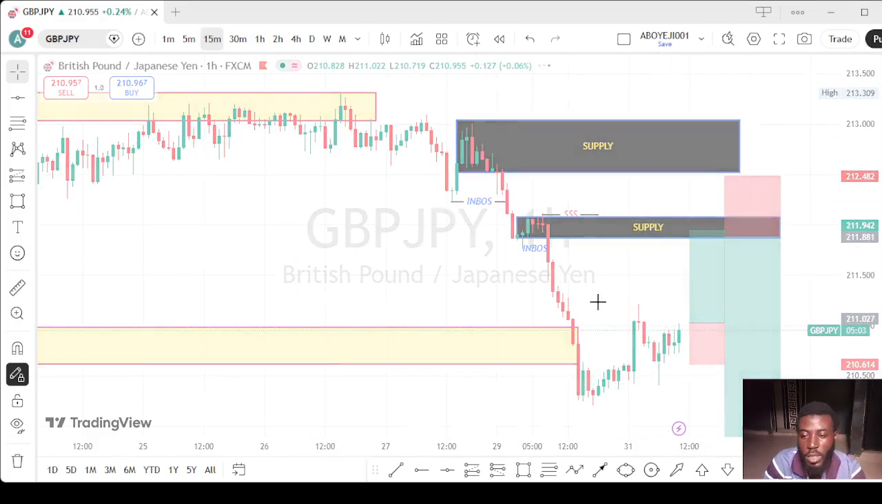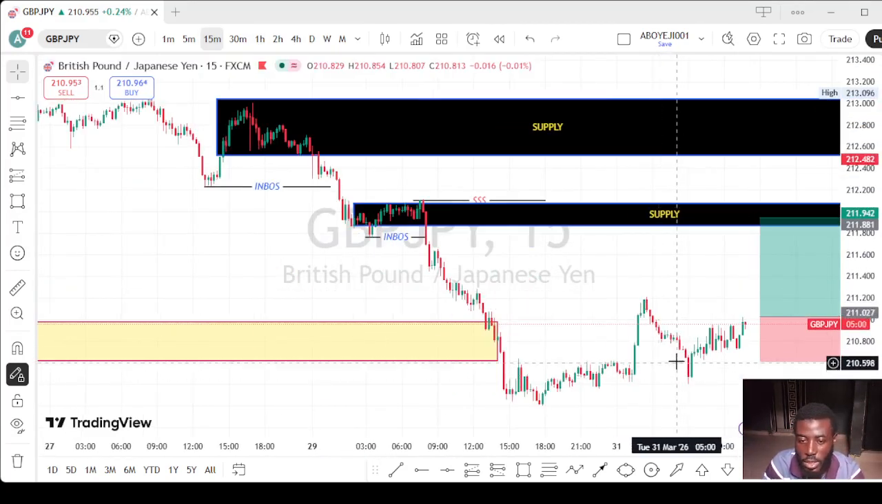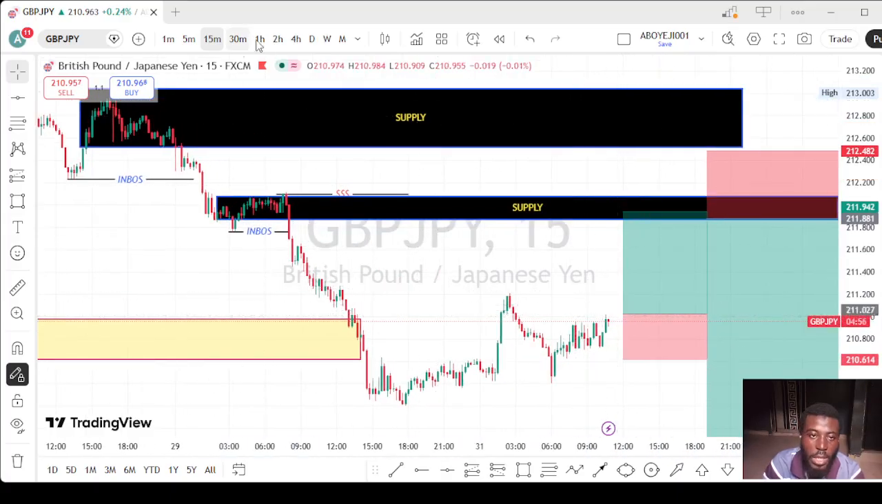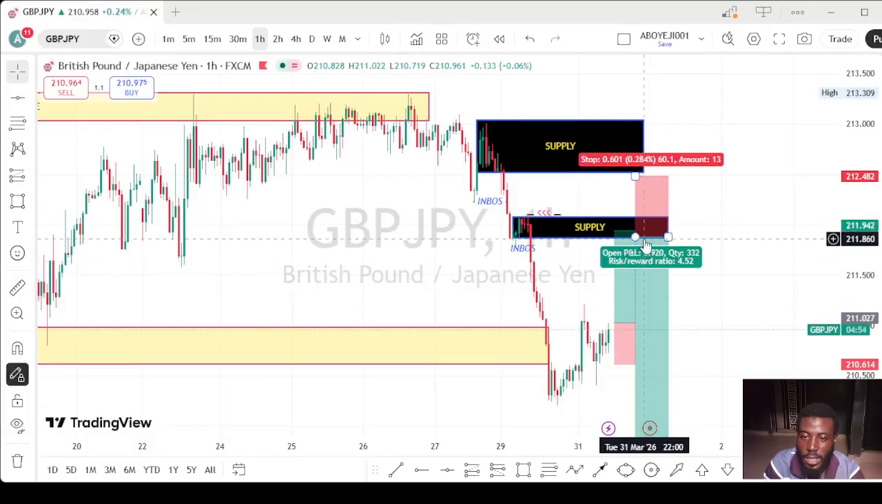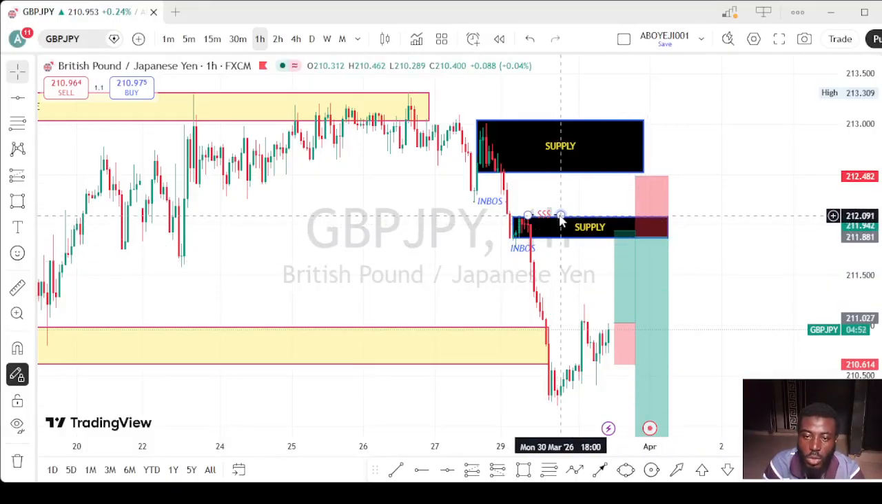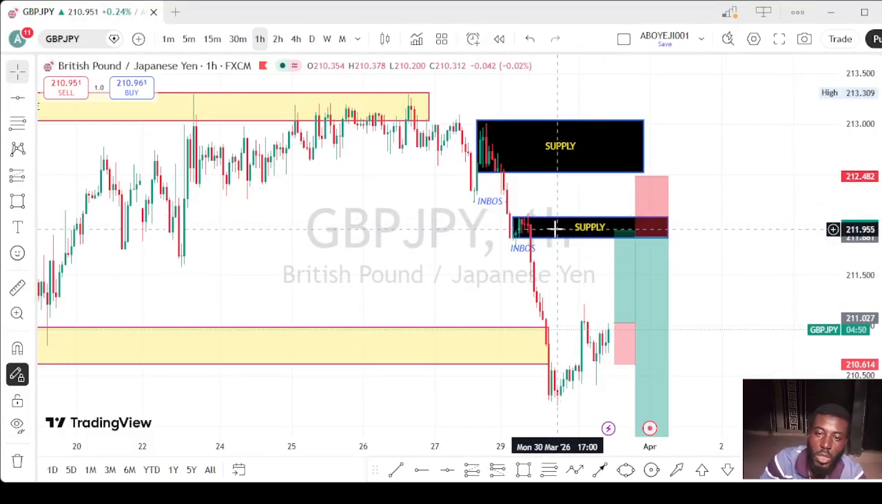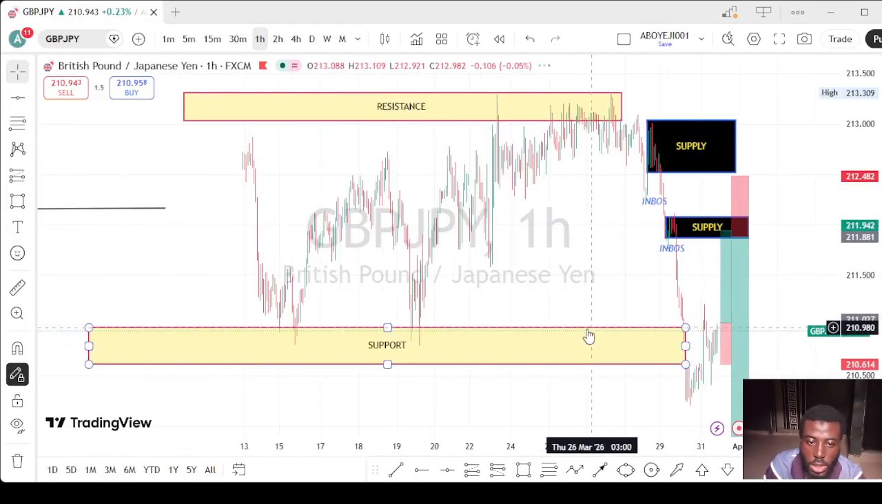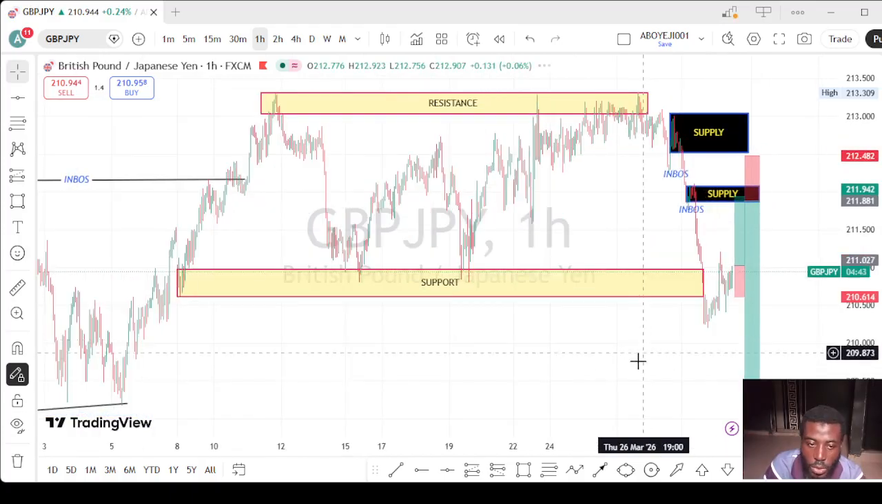So let's move to 15 minutes and see if the uptrend is still valid. The uptrend is still valid for us. So we are taking the buy from there, and we are taking the sell from here. If this does not hold, it will turn to liquidity, and this will mitigate the FVG and continue the downtrend. This is what we are still having.